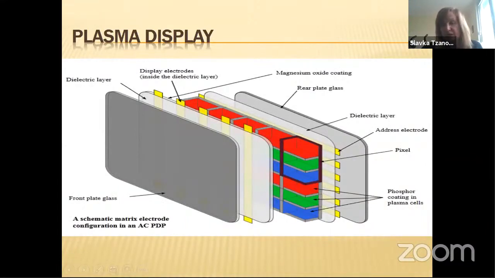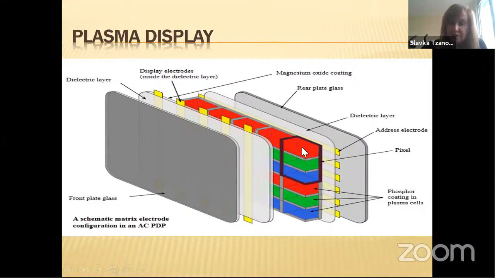Okay, this is the construction of the plasma display. I told you there are the glass layers, both the inner and external side, the front plate glass and the rear one. They were coated by magnesium oxide. Here you can see the electrodes, the address electrodes, the horizontal, and the display electrodes, making from both sides the matrix.